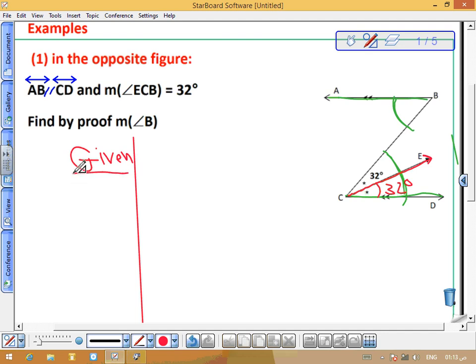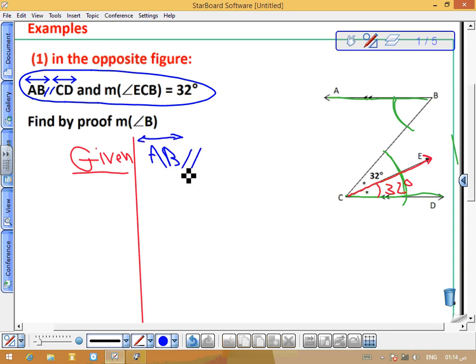Okay, what are the givens? What is the given in the problem? What is the information that helps me to solve this problem? We rewrite this part of the text from the problem. Straight line AB is parallel to straight line CD. Measure of angle ECB equals 32 degrees.